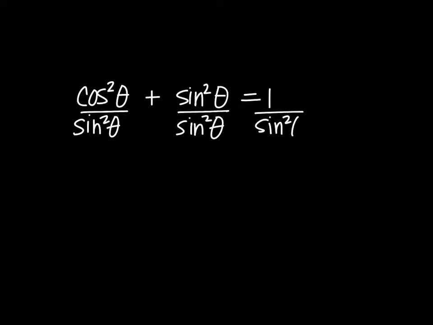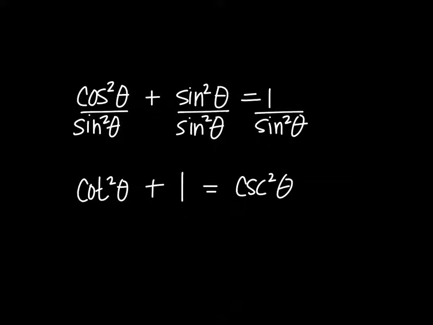And you're going to come up with a new statement that is still true. Okay, for the first part, what is cosine squared divided by sine squared? That is cotangent squared. Plus, what is sine squared divided by itself? 1. And then on the far side, what is 1 over sine squared? Well, what's 1 over sine without a square? Cosecant. And so with a square, it's still cosecant squared. And that is also a true statement.